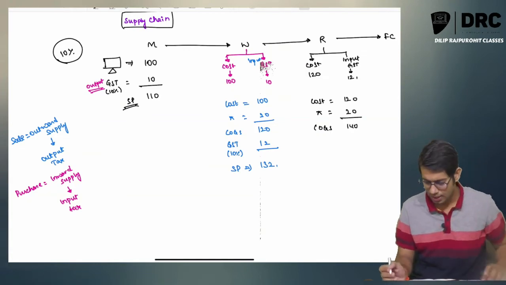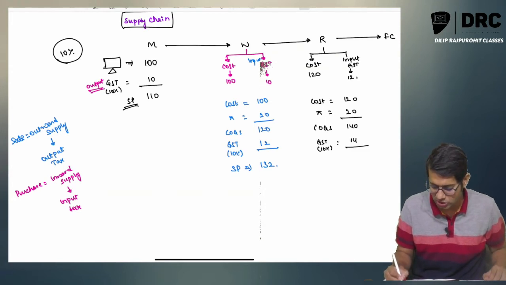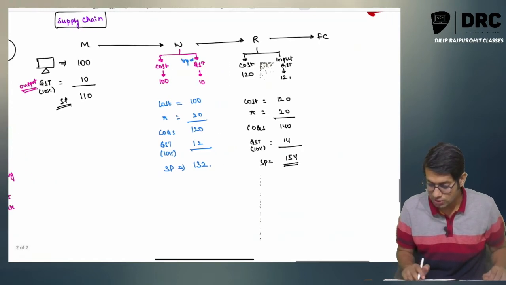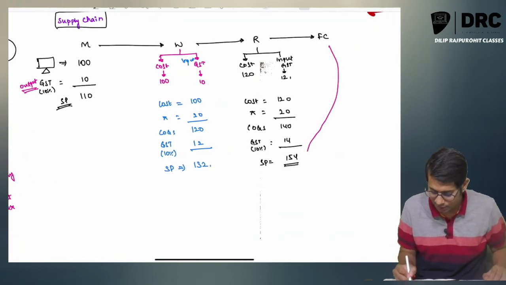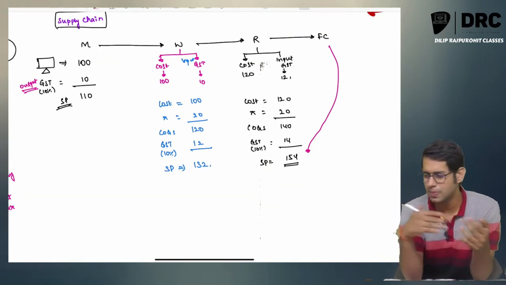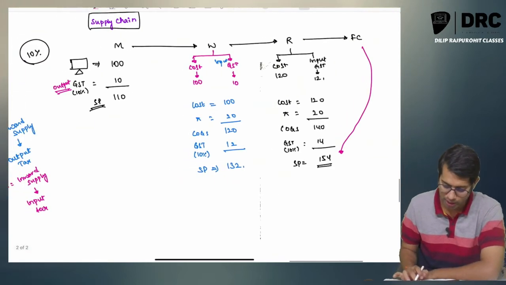On this 140 rupees he is also going to charge GST of 10%. How much GST? 14 rupees GST. Therefore the final selling price will become 154 rupees. So this 154 rupees, who has to pay? The final consumer will pay. Obviously the final consumer is going to use the product for his own purpose. He is not going to sell this product to anyone else.